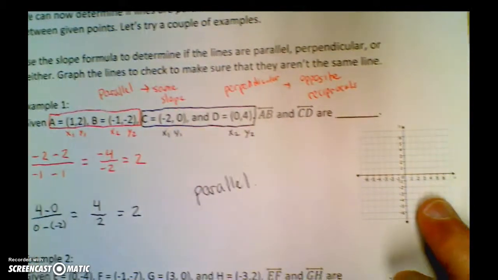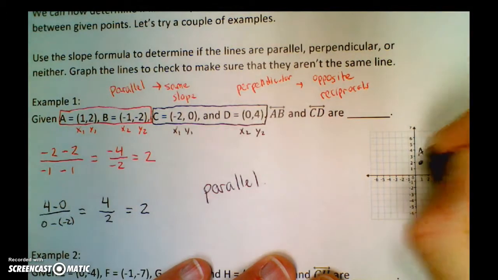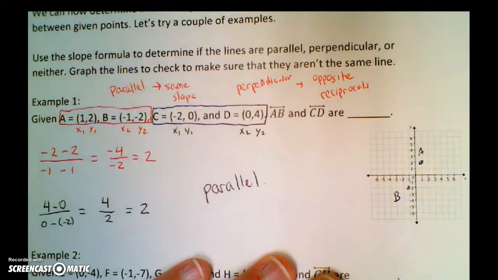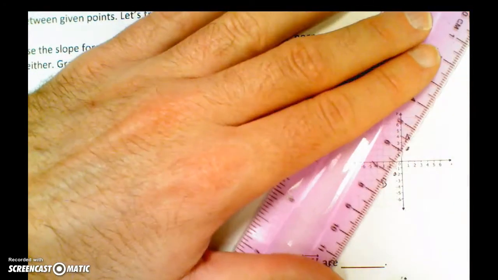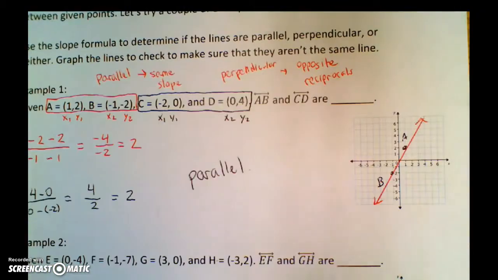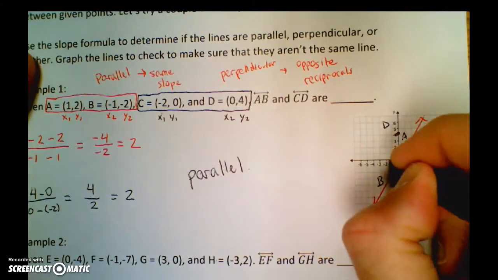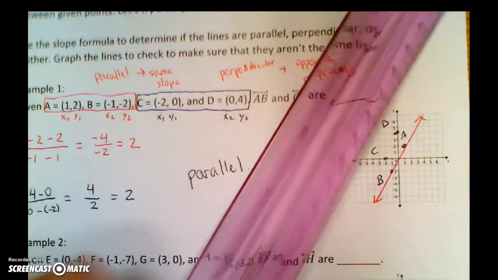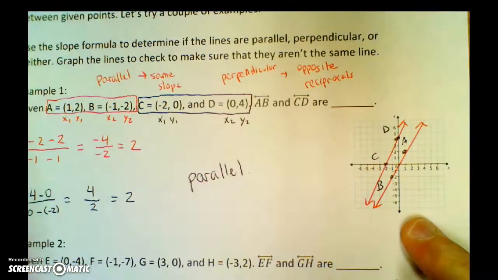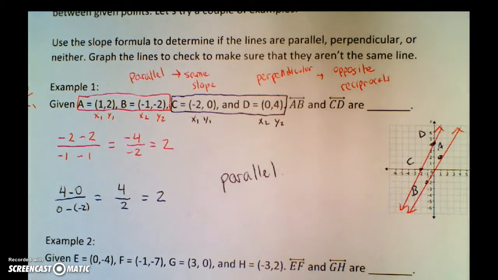And now we can graph it just to make sure that it's not the same line. So I have (1, 2) is A, and (-1, -2) is B. And then (0, 4) is D, and (-2, 0) is C. So you're probably asking, why can't I just graph the lines in the beginning to see if they're parallel or not? And the issue is you can't always just tell by the way it looks. You have to actually do the math. Alright? So let's try the next one.